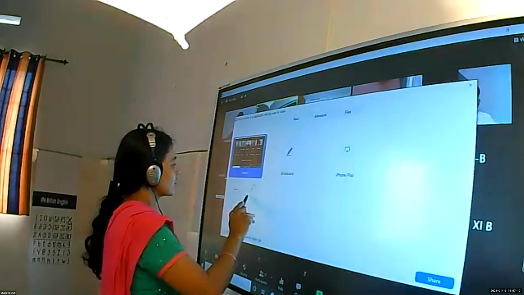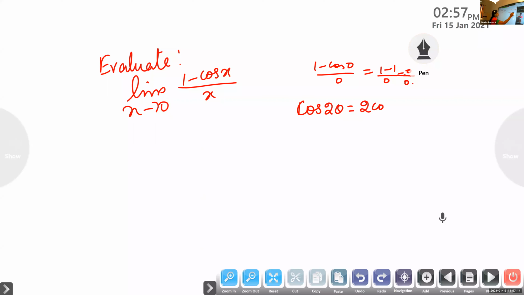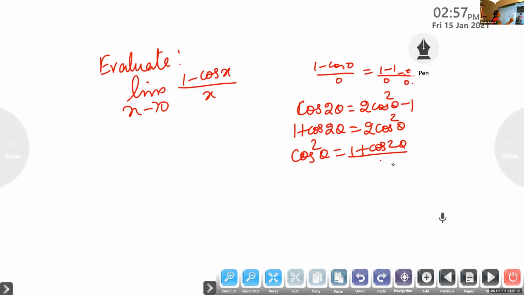Okay, so now let's start with cos 2 theta in terms of cos. What we have is 2 cos square theta minus 1. Suppose I take minus 1 to the other side. All these formulas we derived that day. That day itself I said it is very important and we will be using it repeatedly in integration and differentiation. So what is cos square theta? Cos square theta is (1 plus cos 2 theta) by 2.